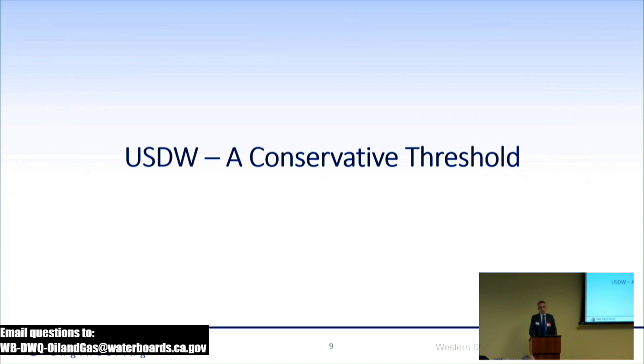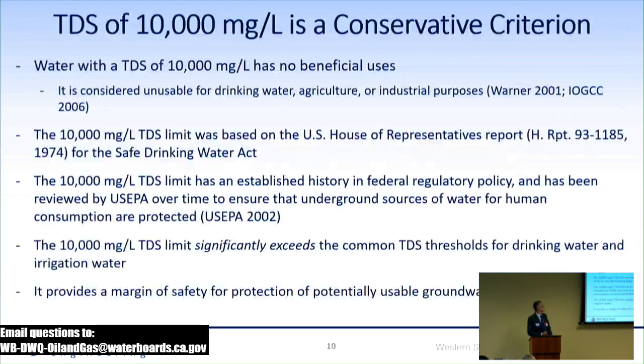So this leads into my argument that the USDW definition leads to a very conservative threshold for water protection. As I said, the water with TDS of 10,000 has no beneficial uses, not for drinking water, not for agriculture, not for industrial purposes. And the 10,000 milligrams per liter TDS threshold was developed as part of the Safe Drinking Water Act in 1974, was then adopted in 1980 for the UIC program. It's well established in federal policy. It has been reviewed by the EPA numerous times.